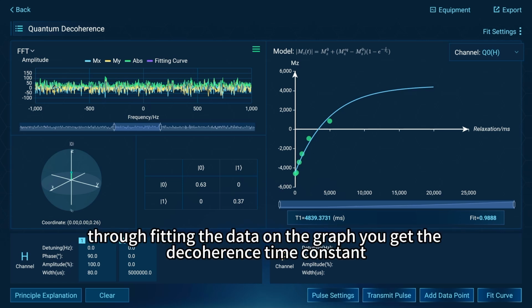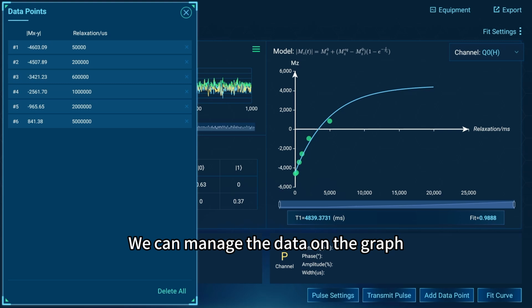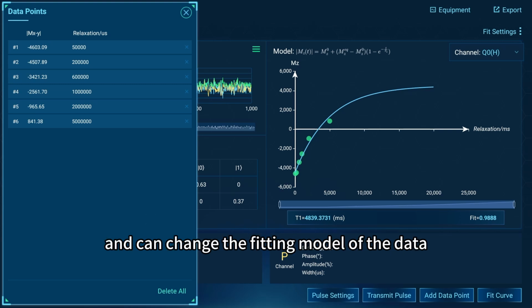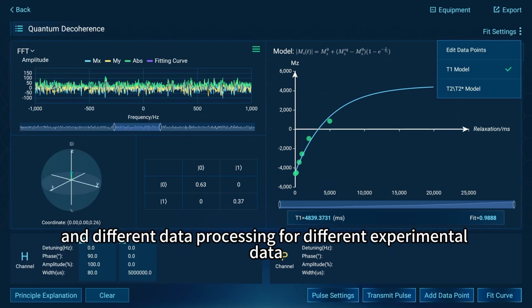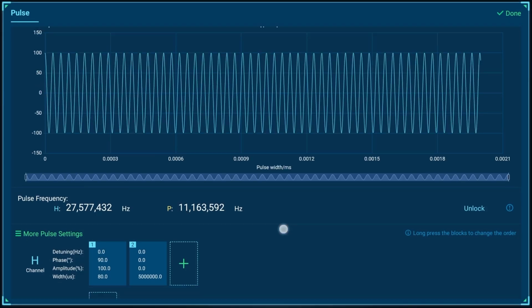Through fitting the data on the graph, you get the decoherence time constant. We can manage the data on the graph and can change the fitting model of the data and different data processing for different experimental data.